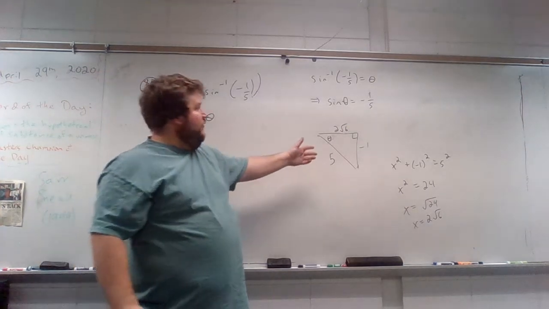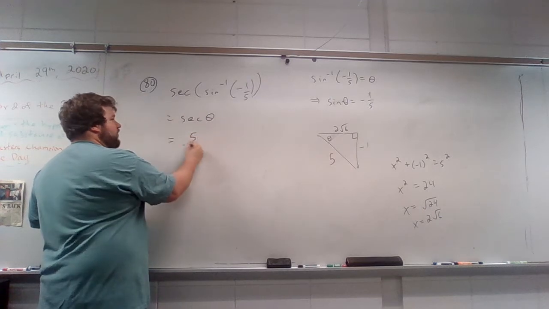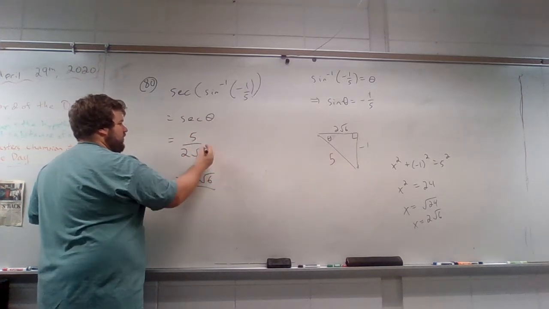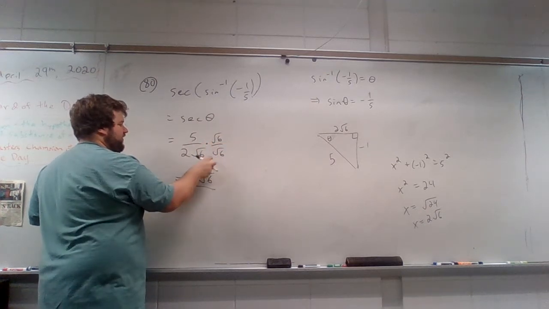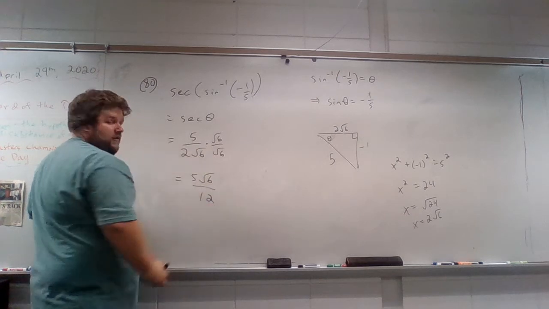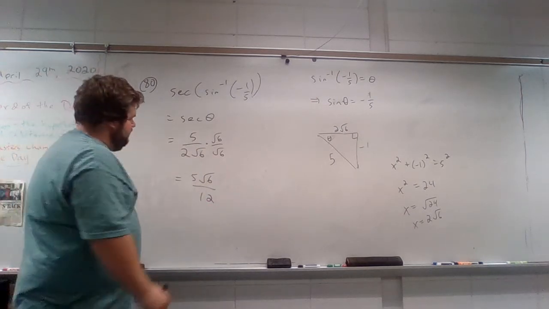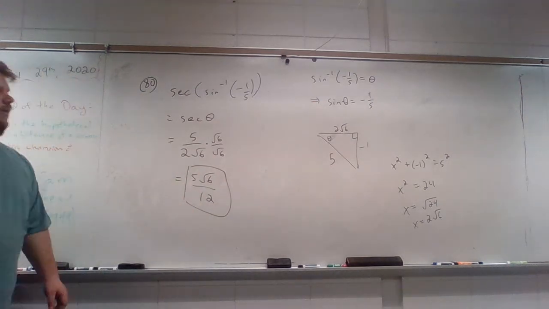Cosine's adjacent over hypotenuse. Secant's going to be this over this. So hypotenuse over adjacent. And I would just rationalize that. Root 6 over root 6. That would give me root 6 times root 6. 6 times 2, that's 12. Okay. And it is positive. Cosine is positive in quad 4, so that's perfectly fine. Okay, so that's that one.